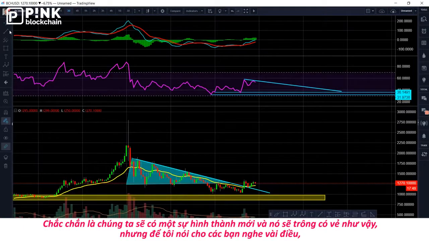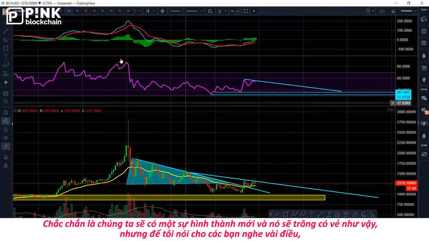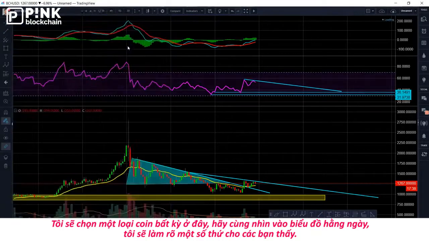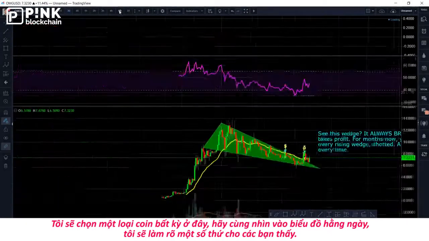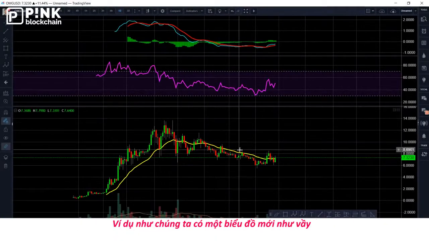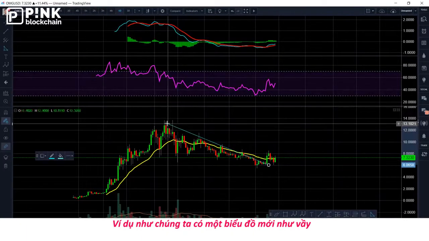Sure, we got a new formation, right? We're getting a new formation that's going to look like that now. But let me show you guys a bunch of things, okay? Let me show you where. We'll just grab a random coin right here, right? Let's look at the daily chart. I'm going to clear everything for you guys. So, for example, we got an old pattern just like this, okay?